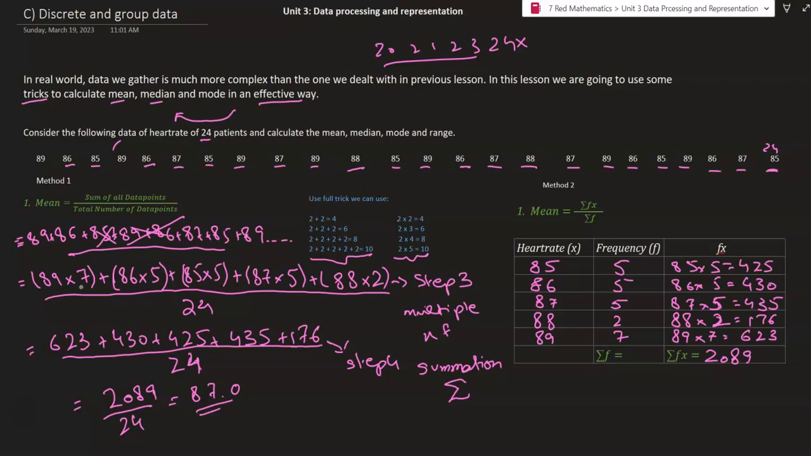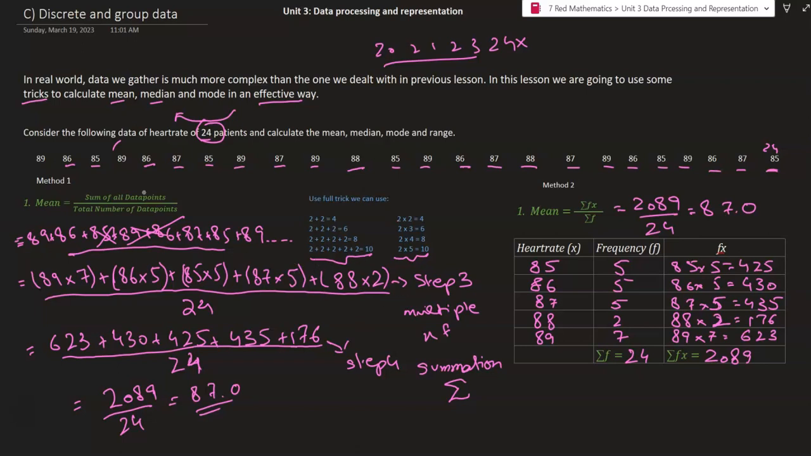I said previously that if I add the values 7 plus 5 plus 5 plus 5 plus 2, that is equal to 24 patients. So we add this and we get 24. The mean formula for this table is summation fx divided by summation f. So we have 2089 divided by 24, and it gives you the same value of 87.0.